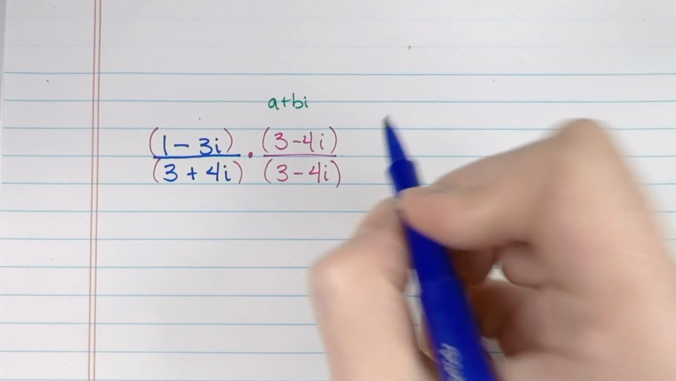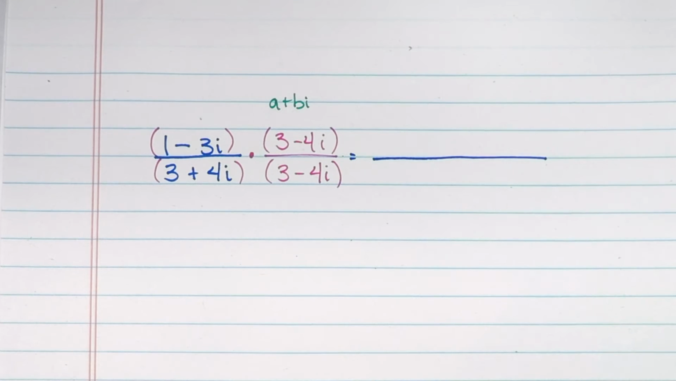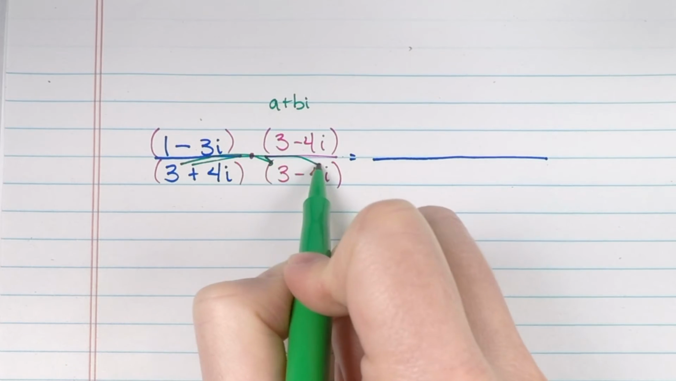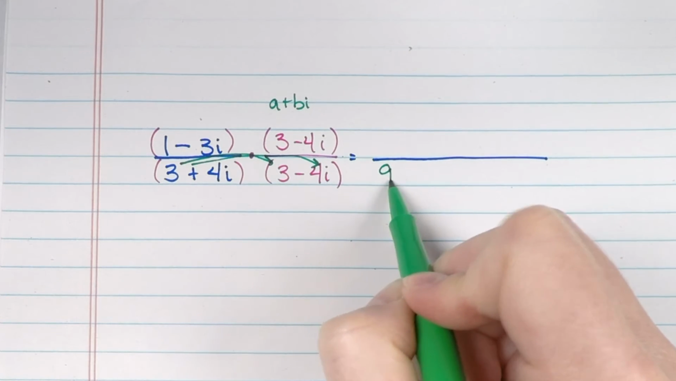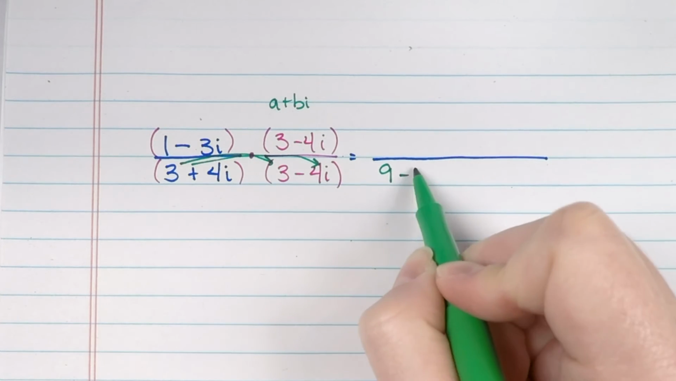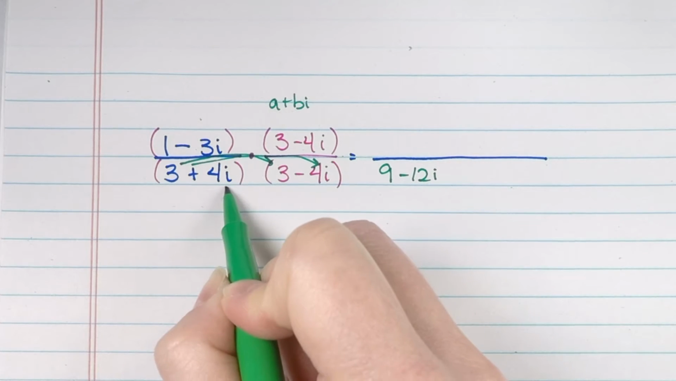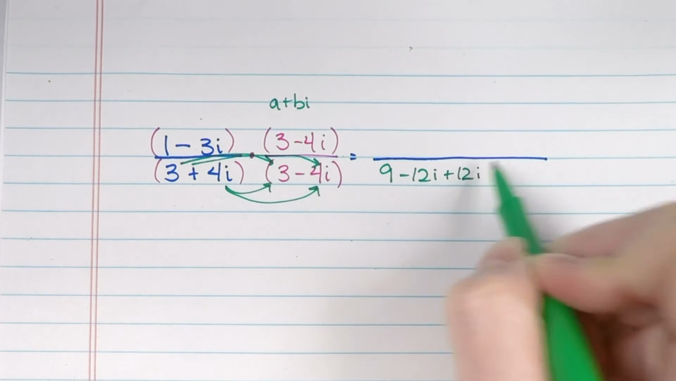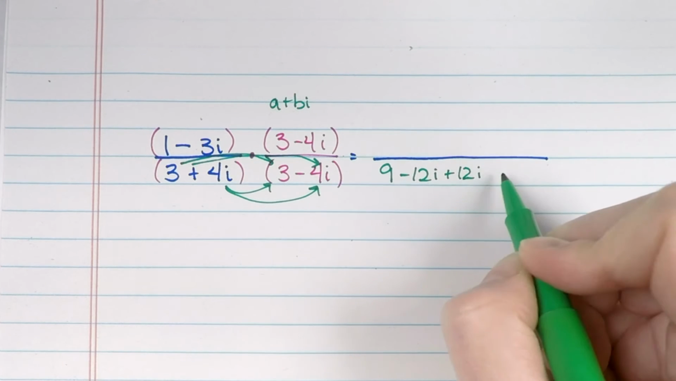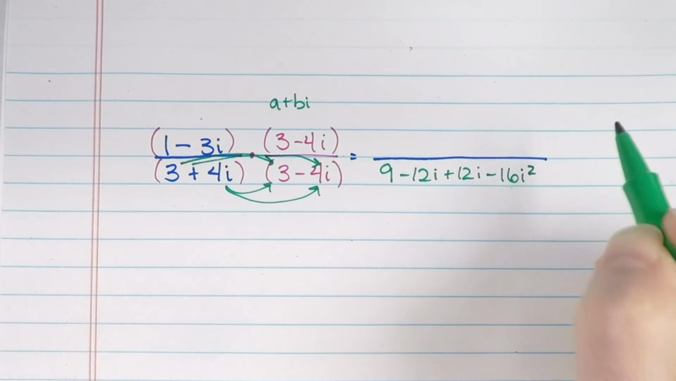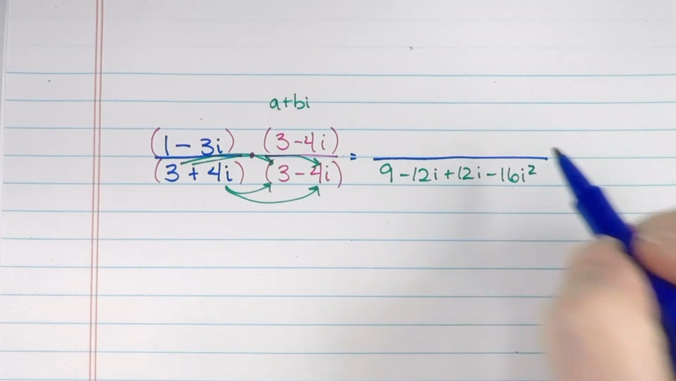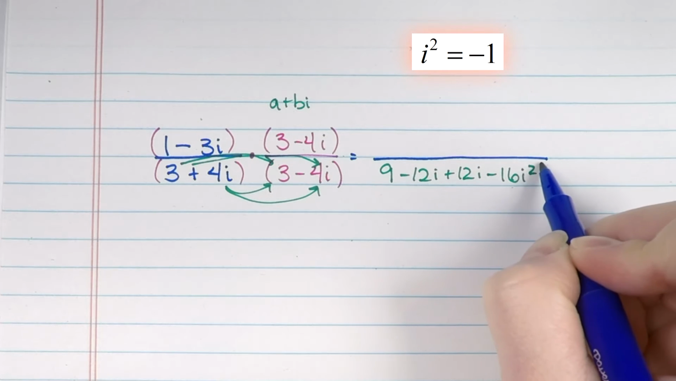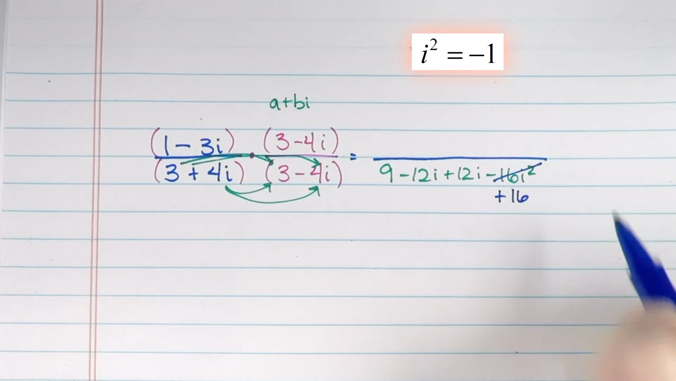So on the bottom, if I multiply this out, just like we did in the multiplication example, I'm going to distribute 3 to both of those terms. So 3 times 3 gives me 9, and then 3 times -4i gives me -12i. And then I'm going to distribute 4i to both of the terms. 4i times 3 gives me +12i, and then 4i times -4i gives me -16i squared. And then since we have the i squared, again, remember we replace that with -1. So instead of it being -16i squared, this is going to become +16.